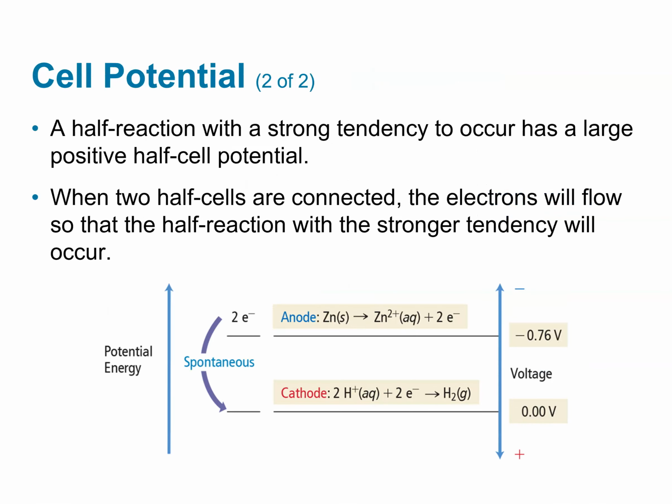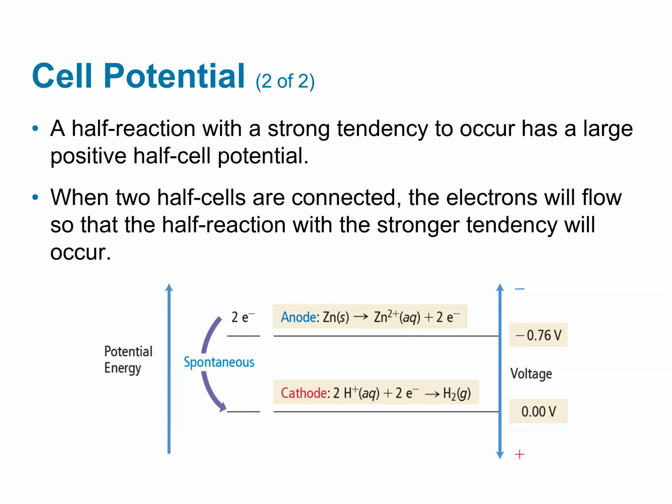So let's take a look at some of these cell potentials. Remember, potential is just like potential energy. If you pick up a ball higher, it has more potential energy. And the same is true for electrons. The more the potential for the electron to move from one place to another, the greater the motive force, the greater the tendency for that to occur, the more likely that reaction will occur. So a half reaction with a really strong tendency to occur is going to have a really positive half cell potential.